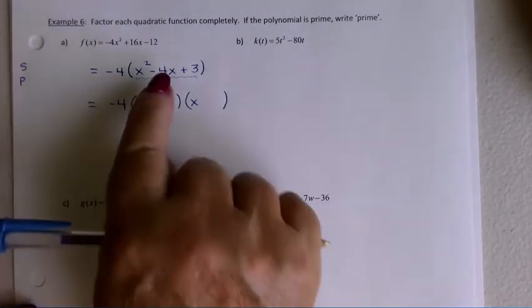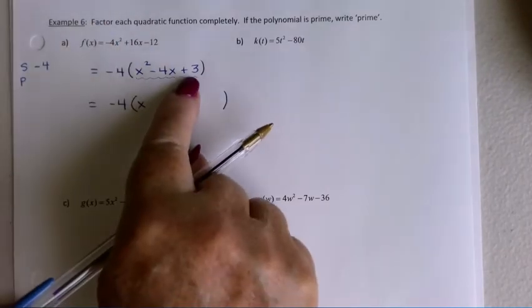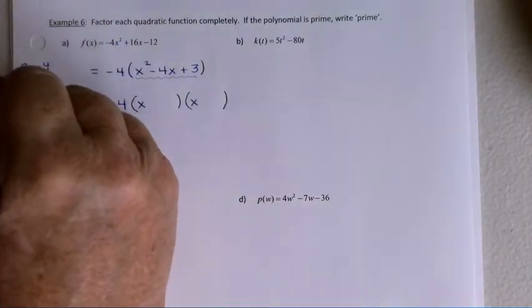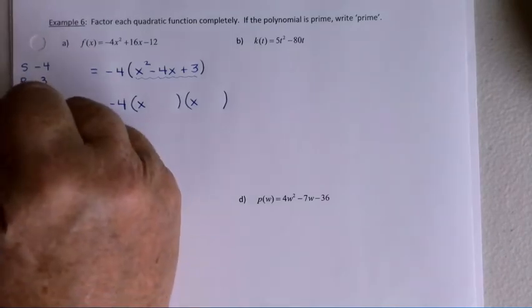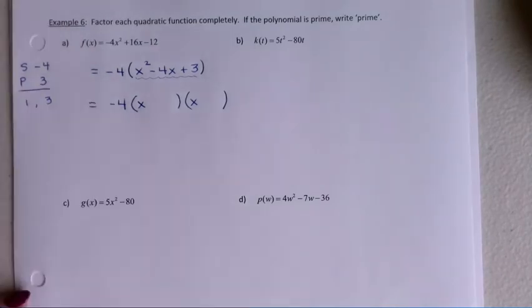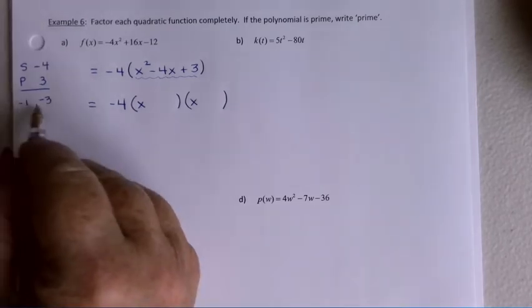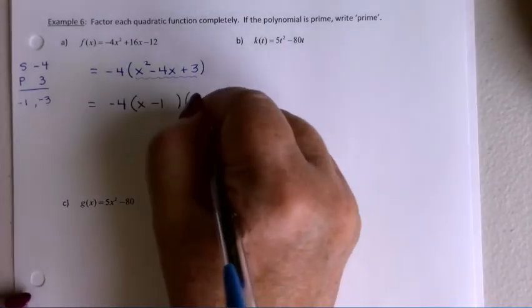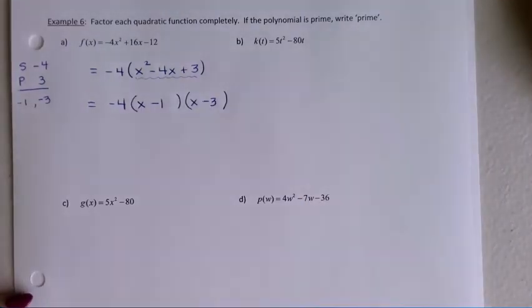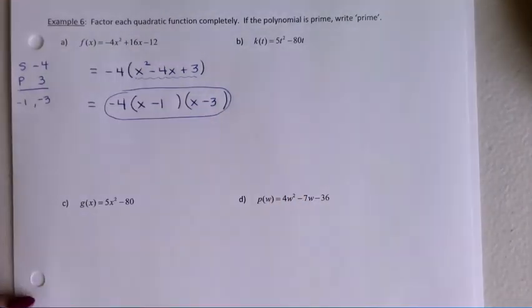Then I'm looking for a sum of negative 4 and a product of positive 3. Not a whole lot of ways to get 3, right? 1 times 3. And if I make both of those negative, the product is still positive 3, but they add up to a negative 4. So that's it. My factored form is negative 4 times x minus 1 times x minus 3.